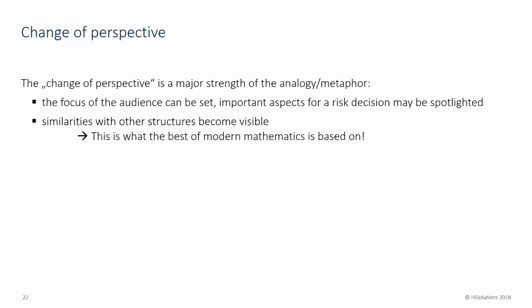Now, we have chosen one image to understand what happens technically, but this image has also one interesting property, that I can use it to change the perspective. I can set the focus of the audience to specific aspects of the problem, or I can spotlight specific things that are vital for the risk decisions. I can use this to show similarities to other structures that the person I'm communicating to is more familiar with. So if I talk about cloud computing and virtual processes, maybe these people are not very comfortable with this, but if I use an image, they may have it easier to make a decision.